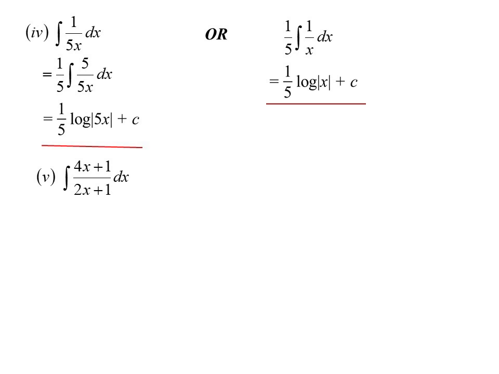4x plus 1 over 2x plus 1. We would like derivative on function, but hang on a sec, how on earth am I going to turn 4x plus 1 into the number 2? And the answer is, well, I can't.